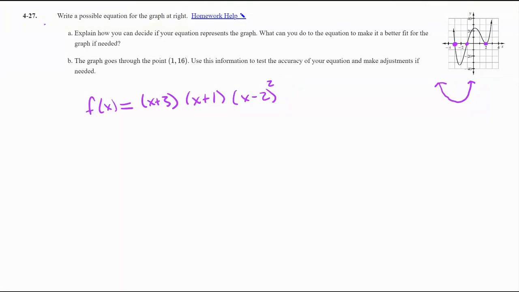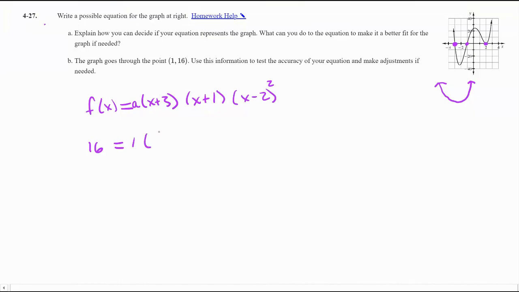It says explain how you decide if your equation represents the graph. Well, because of the x-intercepts, what can you do to the equation to make it a better fit? And that would be to find out maybe a stretch or a compression value here, an a value is what we call it. And to do that, we would just take a point and plug that into the equation and solve for a, right? So we'd put the y value here, we put the x values into here, and then we would solve for a. So for example, for B, it says the graph goes through the point (1, 16). Let's use that to help us find a better version of the equation.